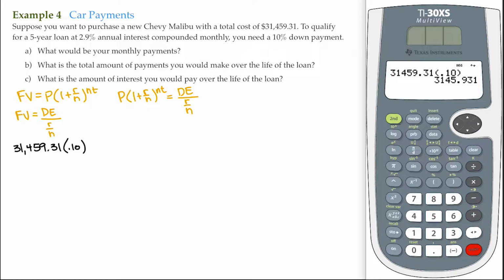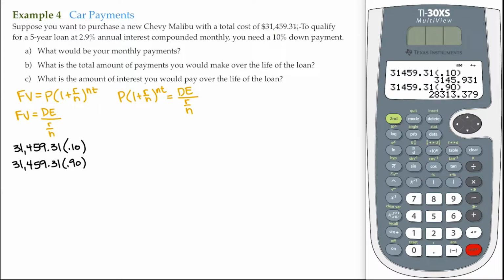So once you go ahead and you make that down payment, that means you're going to have $31,459.31. You're going to have 90% of that you're going to borrow on because you already put down 10% of it. So now I'm going to take $31,459.31 and I'm just going to multiply that by 90%. That's the same as subtracting out the $3,145.93. So it's $28,313 and, rounding to the nearest penny, 38 cents.